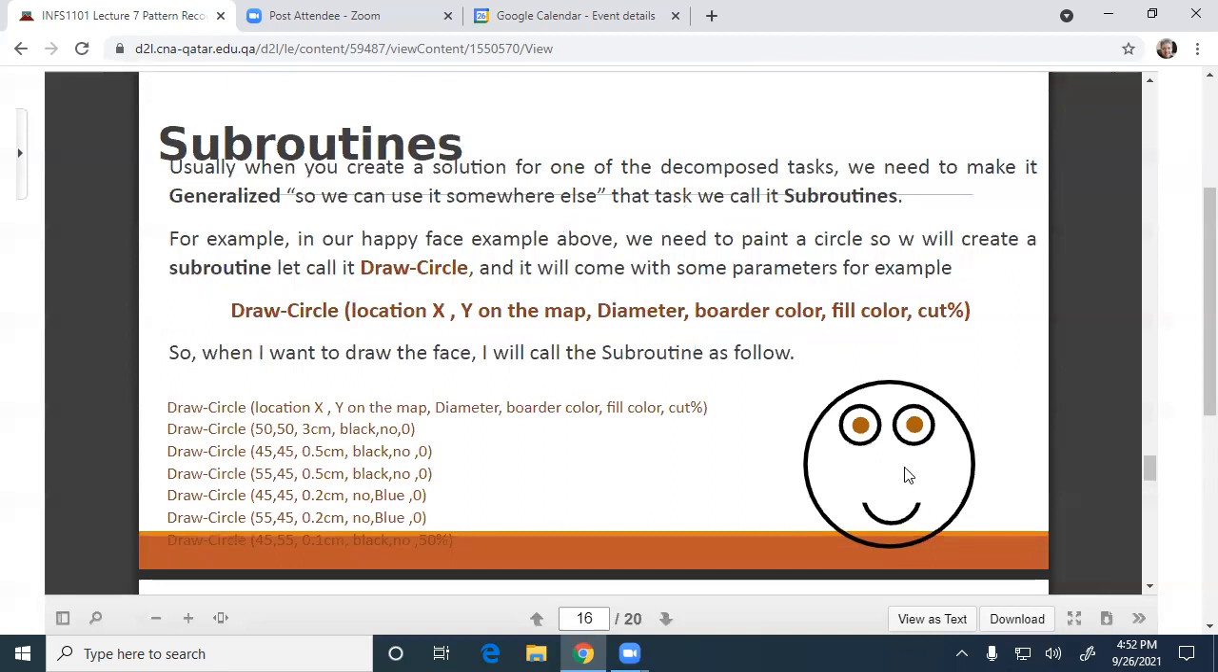So a subroutine, you would have a subroutine for a circle because you're using that all the time, right? So here we have a subroutine, it's called circle, and you see the things that we need. These are the parameters that we use for that subroutine. So we got a parameter for the center, which is going to be XY on the map, the diameter from the center, the border who doesn't live in your bedroom, the fill, and how much of it you're going to cut.